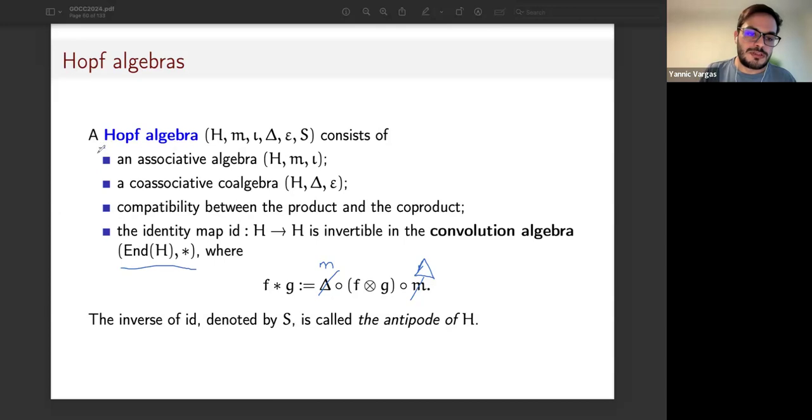So with all these three items, we say that H is a bialgebra, and then if such an inverse of the identity exists through the convolution product, then this vector space is a Hopf algebra. Now let me show you a combinatorial example.